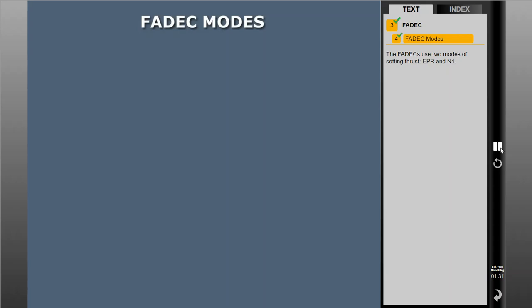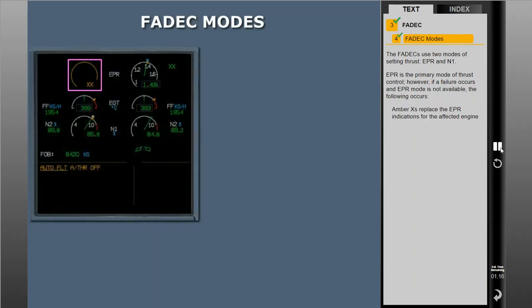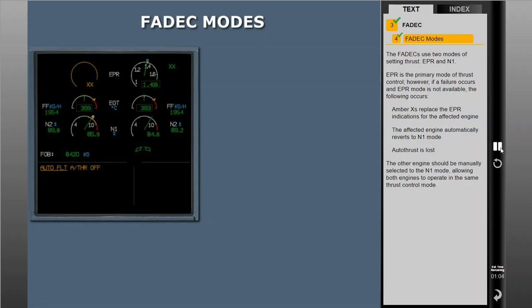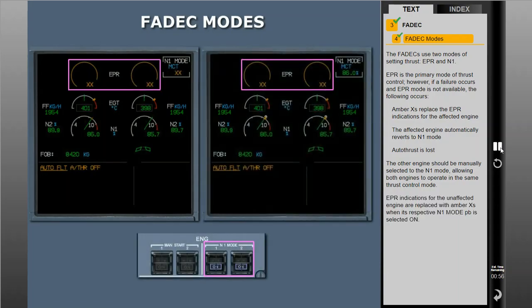The FADECs use two modes of setting thrust, EPR and N1. EPR is the primary mode of thrust control. However, if a failure occurs and EPR mode is not available, the following occurs. Amber X's replace the EPR indications for the affected engine. The affected engine automatically reverts to N1 mode, and auto thrust is lost. The other engine should be manually selected to the N1 mode, allowing both engines to operate in the same thrust control mode. EPR indications for the unaffected engine are replaced with amber X's when its respective N1 mode push button is selected on.